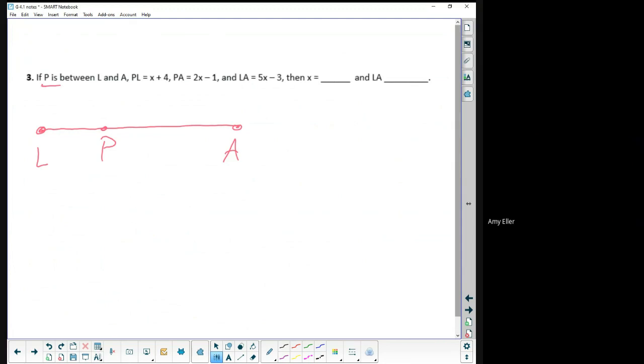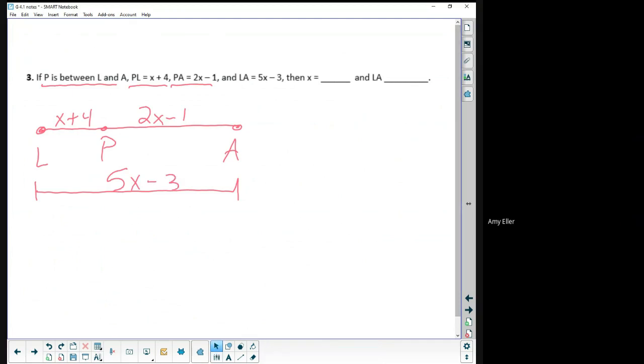Okay, once you've got that drawn, read the next part. P to L is X plus 4. P to A, 2X minus 1. And L to A, 5X minus 3. I can't do this in my head. I have no idea what X is.